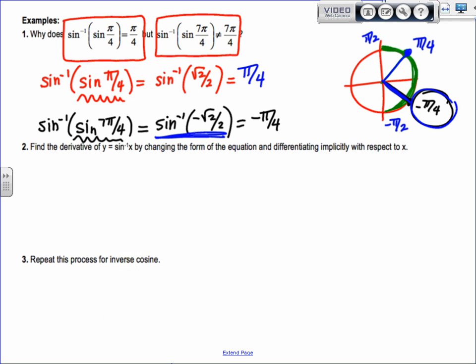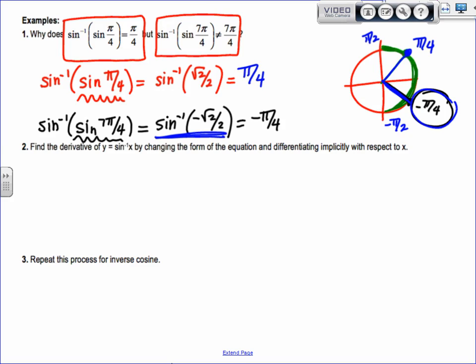Okay. So it says find the derivative of y equals inverse sine of x by changing the form of the equation and differentiating implicitly with respect to x. This is kind of weird. We're going to do this one time. You're going to find the derivative by hand, like this long way. And then we're just going to use the shortcut. We're going to know the derivative after this, okay?